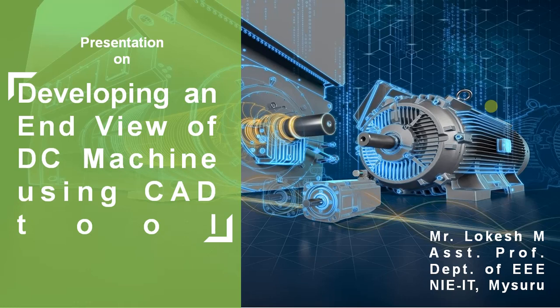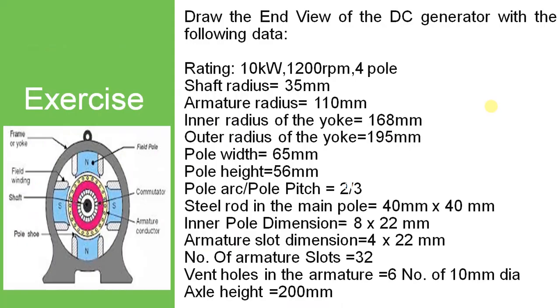So in this session we are going to discuss how to draw an end view of DC machine using a CAD tool. For that I am here with an example. In this exercise we need to draw the end view of the DC generator with the following data. The rating is 10 kilowatt, 1200 rpm, and it is a 4-pole machine. The shaft radius is given, it is 35 mm.